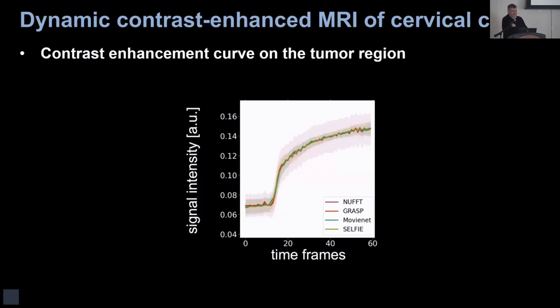All right, so just to show you that by doing this, we're not destroying the dynamics. This is showing the signal intensity in that tumor region, comparing different reconstruction schemes. And as you can see here with SELFIE, we get a smoother contrast dynamics. Okay.